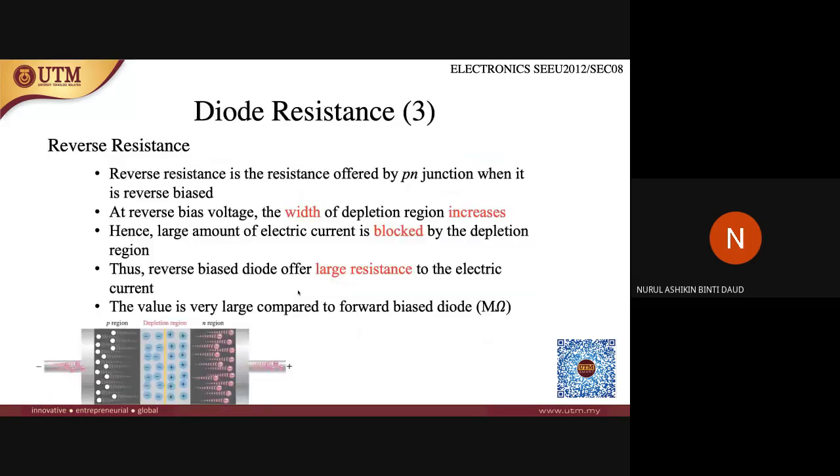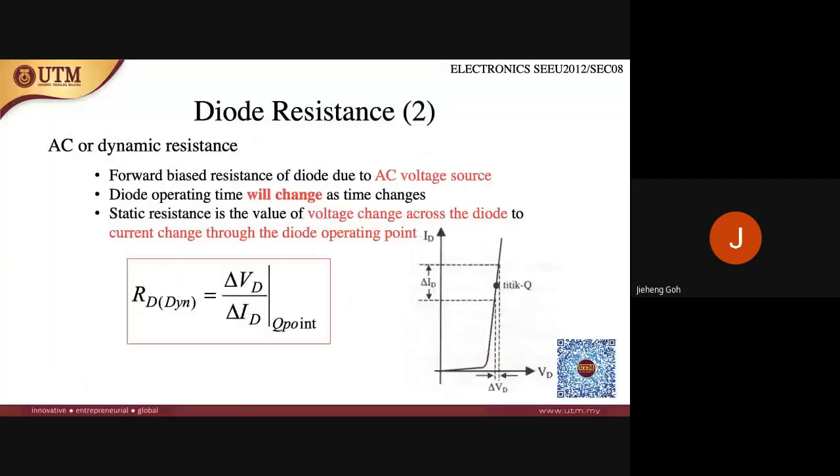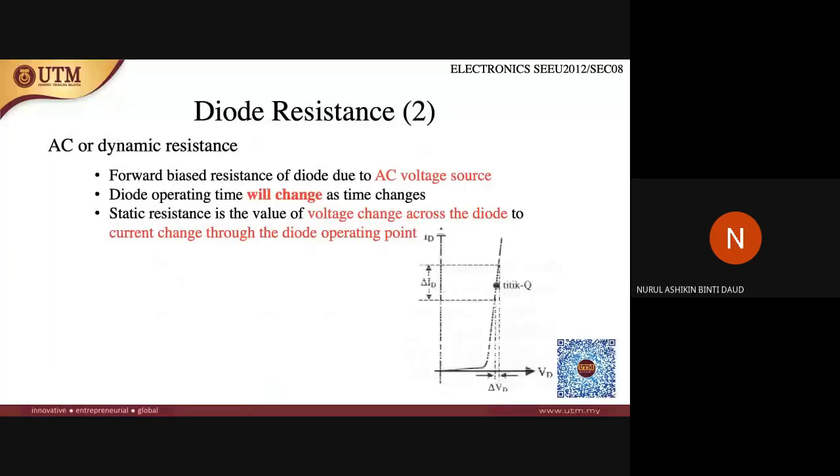So basically that is about diode resistance. Any questions before we go to the circuit analysis? Sensei, for the dynamic resistance, we want to calculate, we need to take a point above and a point below, right? Yes. How do we know how far above to take?